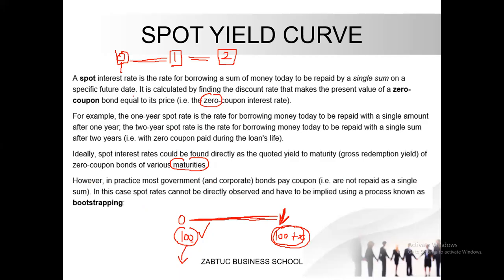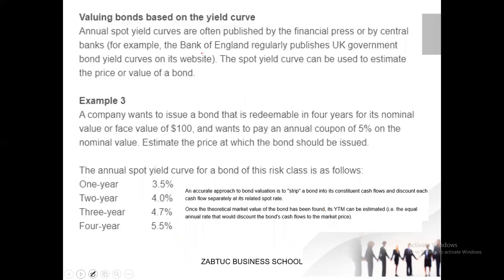We do not have the zero coupon bonds. Most of the bonds pay a coupon. Therefore, we can't just read out this spot interest. We need to learn how to calculate. Why should we learn how to calculate that? Let's continue.